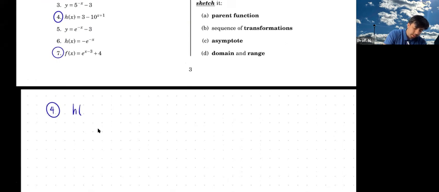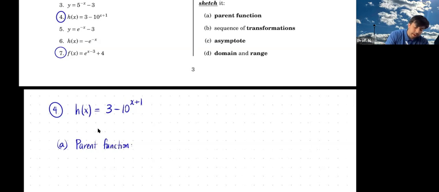So we have h of x equals 3 minus 10 to the x plus 1. So part A, parent function. What is the parent function? So remember, the parent function has this form, y equals b to the x. So then the parent function would have to be y equals 10 to the x, right?